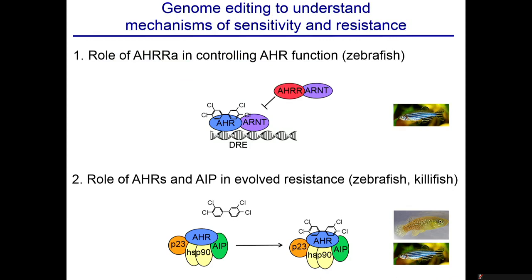So, as I said, what I'd like to do is give you two examples of projects in my lab currently using genome editing to try to address some of these mechanistic questions. The first one will deal with a repressor of AHR function, which you've heard a little bit about already. The second one will talk about the case of evolved resistance leading to changes in the AHR signaling pathway in fish following long-term exposure.